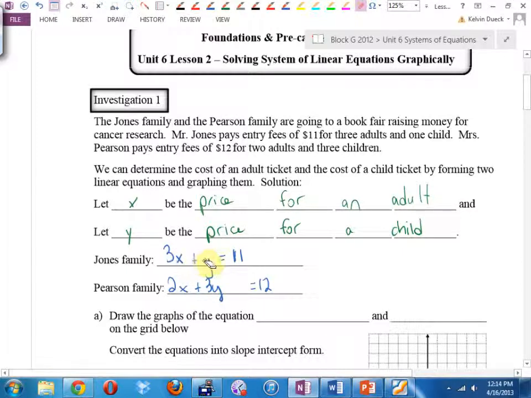Y would be -1, because then I would get 12 plus -1 is 11. That works. The point 4, comma, -1 is on that graph. In English, that doesn't make sense, because how can you have -1 kids? But in terms of a graph, that works.